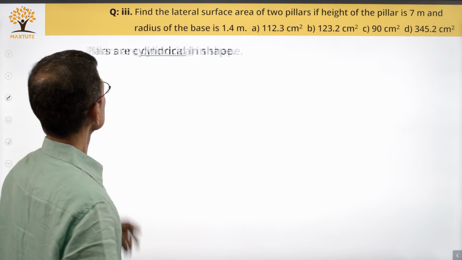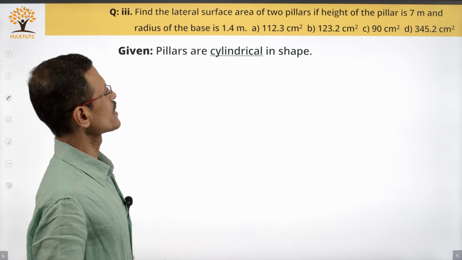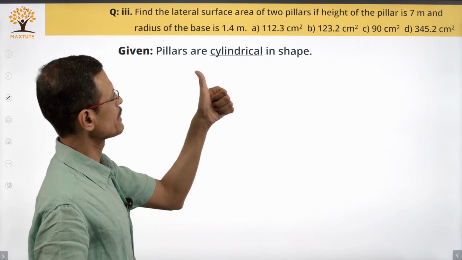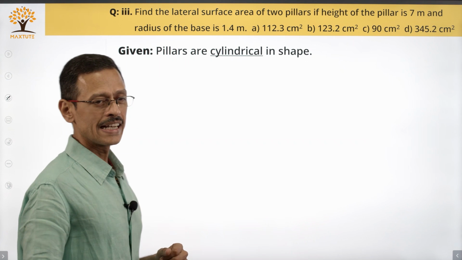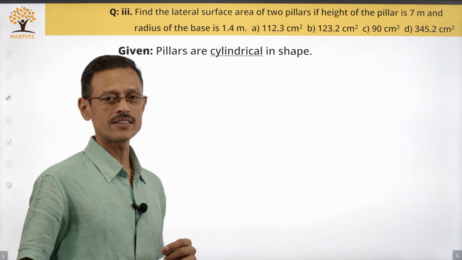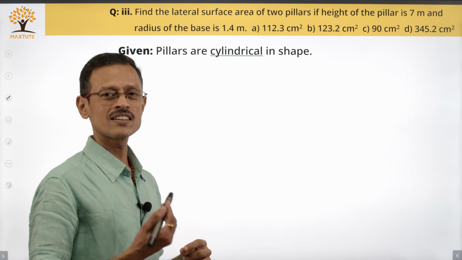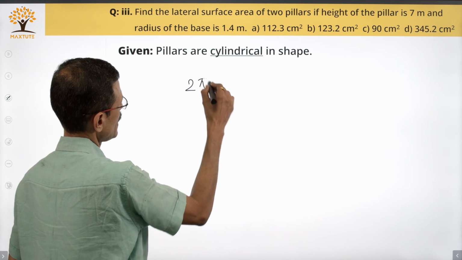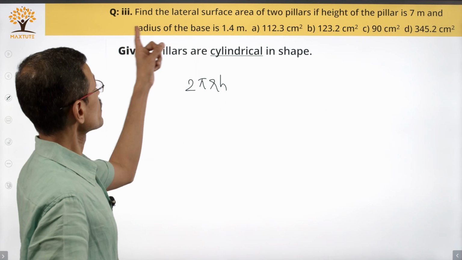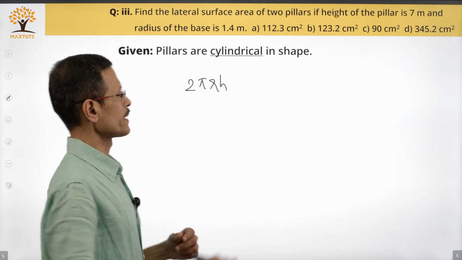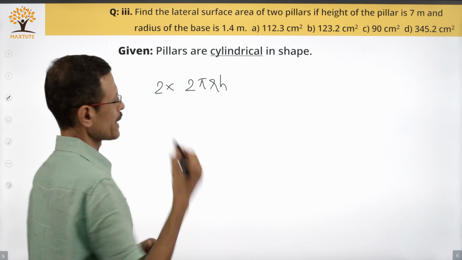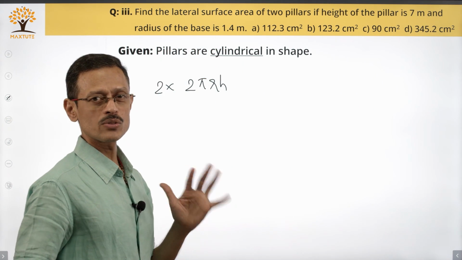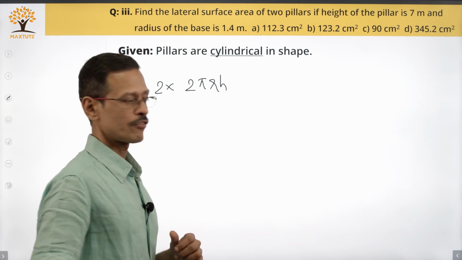Let's move on to part 3. Find the lateral surface area of 2 pillars if the height of the pillar is 7 meters and the radius of the base is 1.4 meters. Lateral surface area is the curved surface area of a pillar given by the formula 2 pi r h. We're trying to find out the lateral surface area of 2 such pillars. So it's 2 times 2 pi r h. r is equal to 1.4, h is equal to 7. Let's substitute those 2 values and find out the answer.